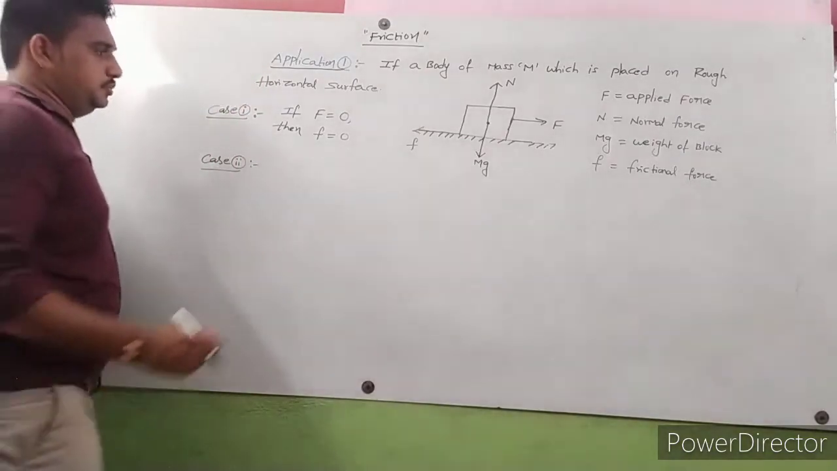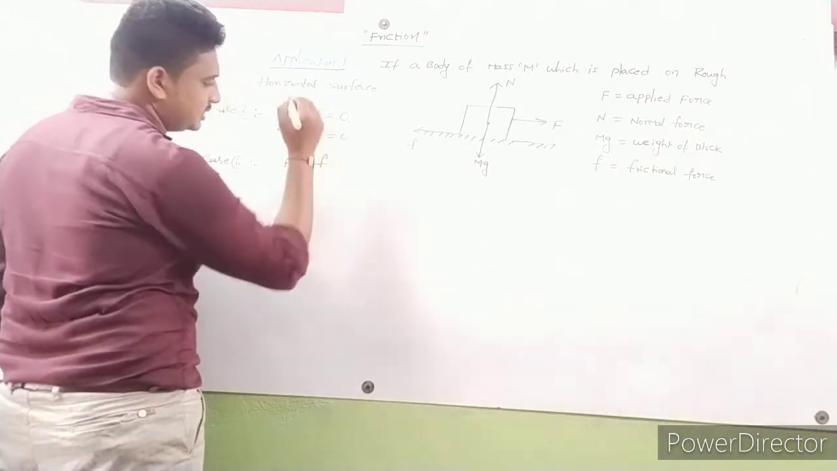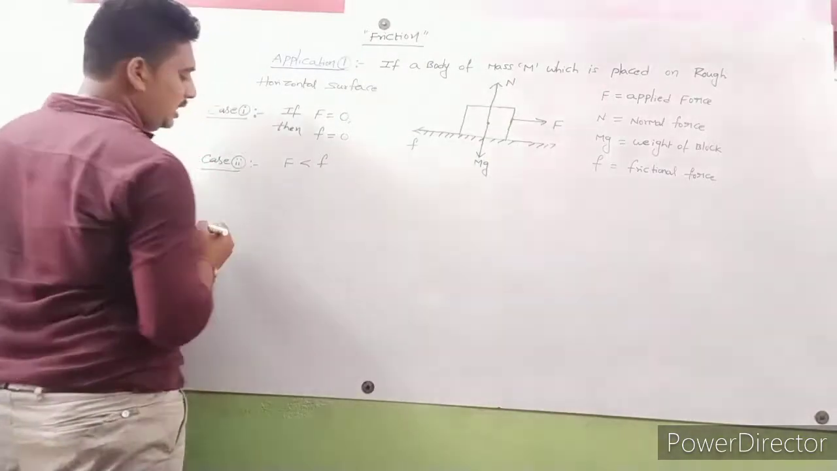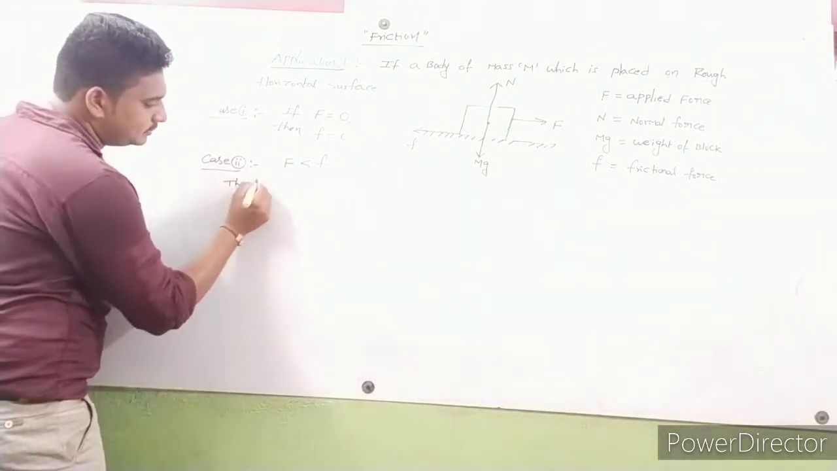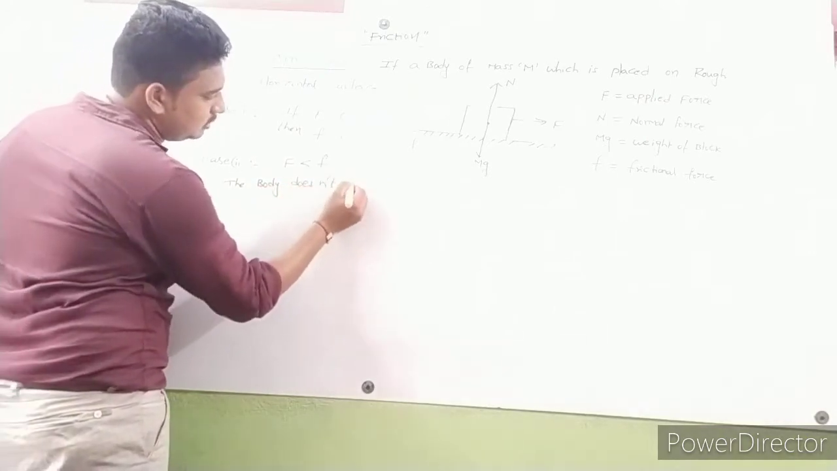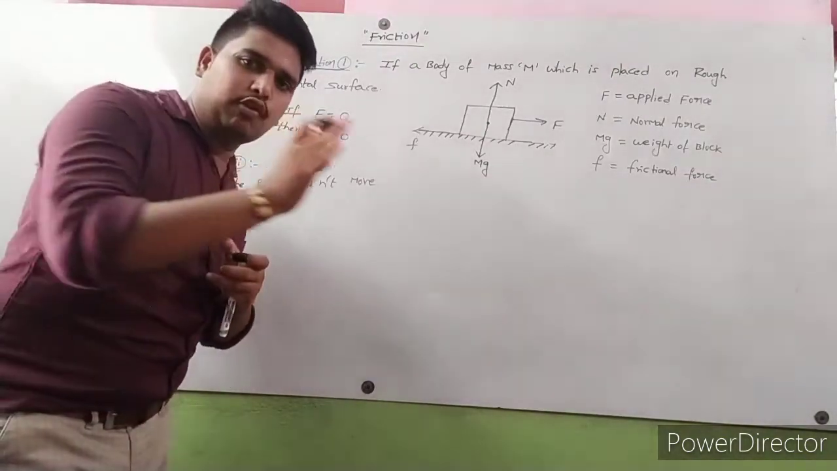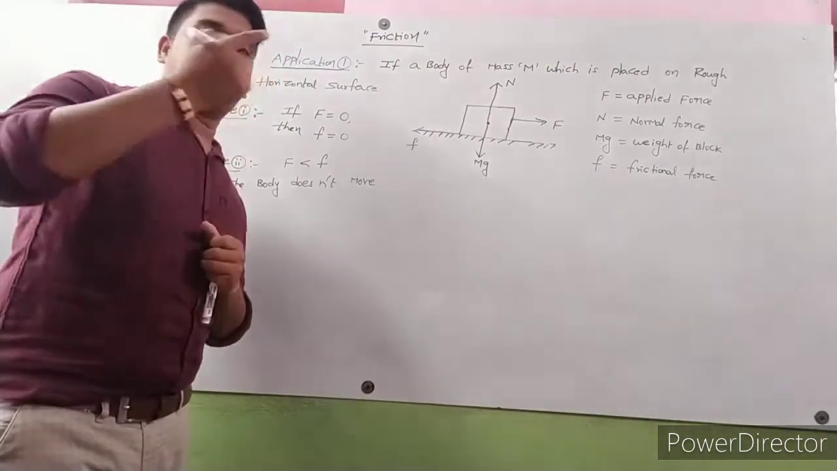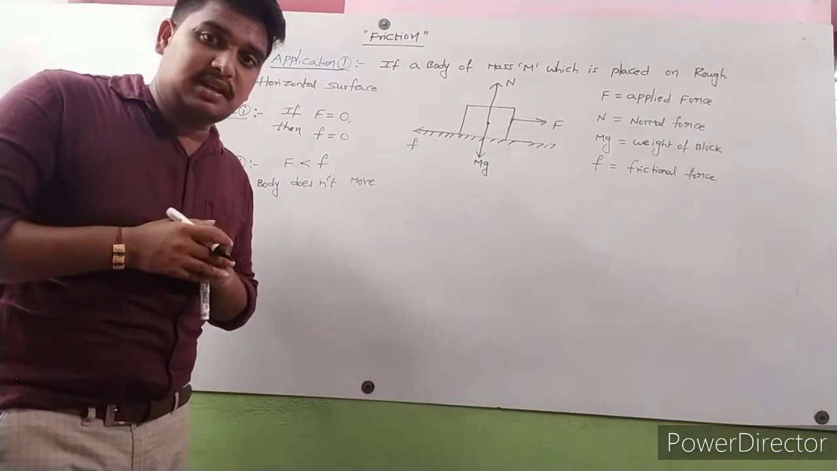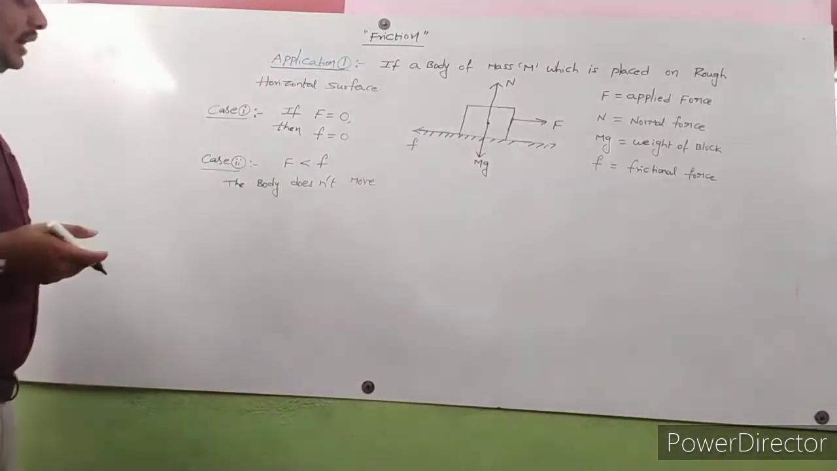So here case 2, if applied force is less than frictional force, the body doesn't move. What is the meaning of this? Applied force is less than frictional force, that means frictional force is more. If frictional force is more, the body is not able to move. The body doesn't move.